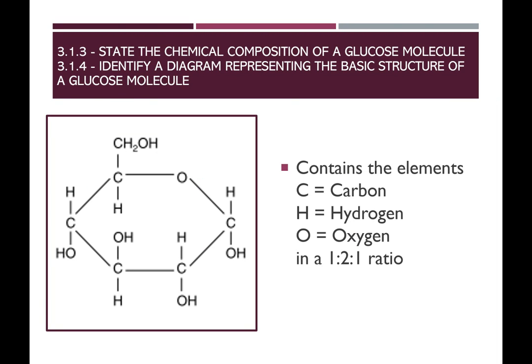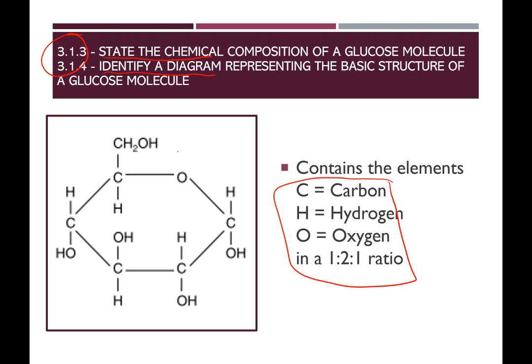All right. So 313 and 314 appear together. It wants you to state the chemical composition and identify a diagram. So notice you won't have to draw it. So the chemical composition is right here, okay? The diagram is obviously this other one.